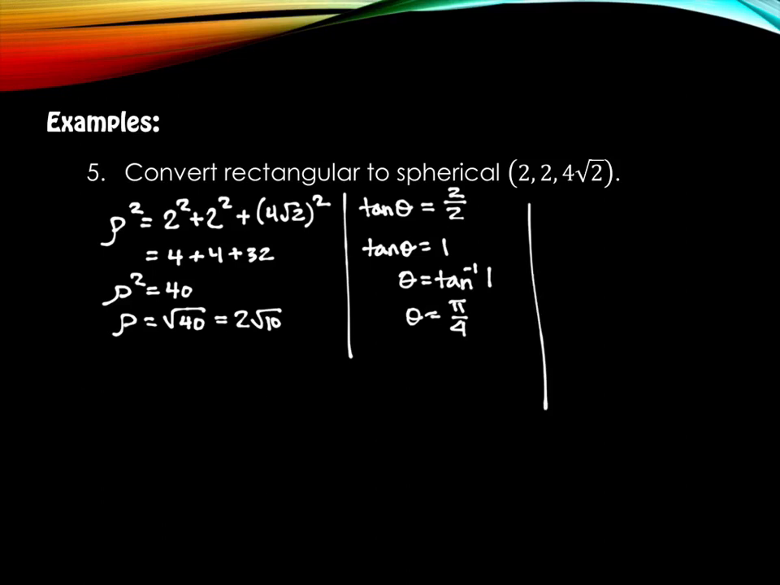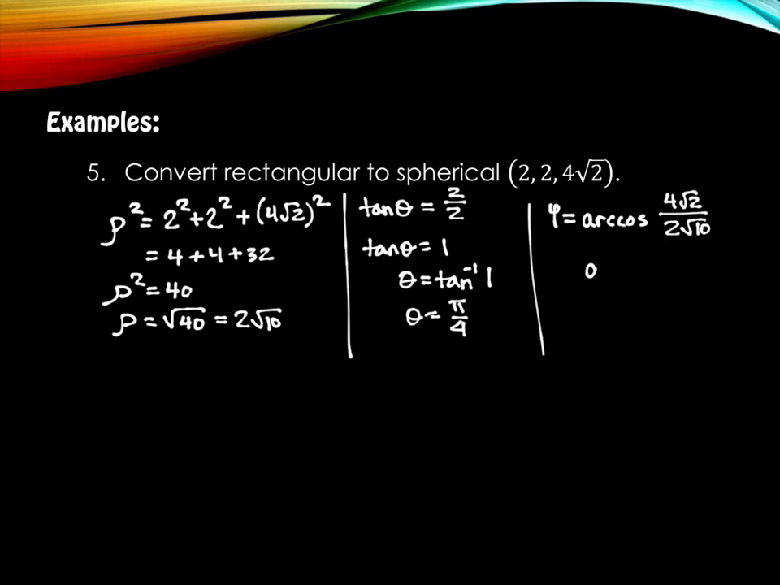And then we have z. So, I'm sorry, not z, phi. So phi is the arc cosine of z, which is 4 square root of 2, over rho, which is 2 square root of 10. So we should clean this up just to see if it's going to be an angle measure that's familiar to us. I don't expect it to because I've got square root of 10 involved. That doesn't really bode well.